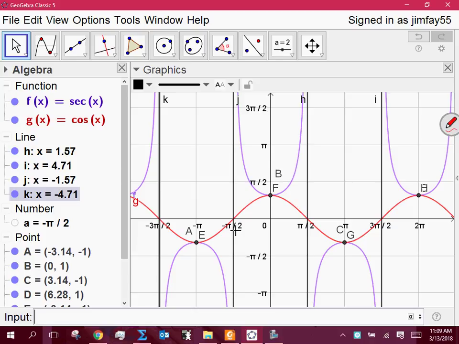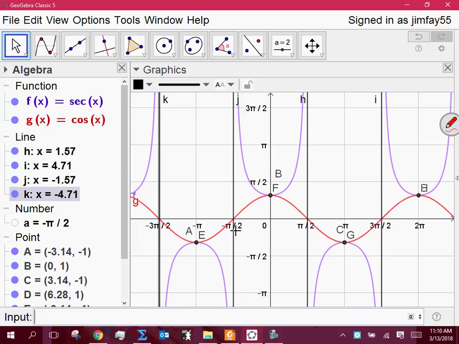So in the event of graphing the purple one, what you're going to do first is actually graph the red one. Find the maximums and minimums of the red one. Find the x-intercepts of the red one, and that gives you all the necessary information to graph the purple one. Is that something we can do?